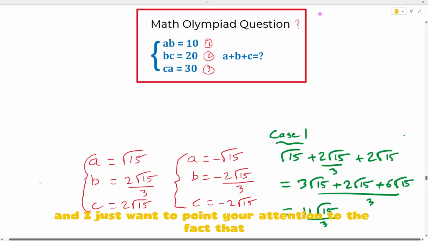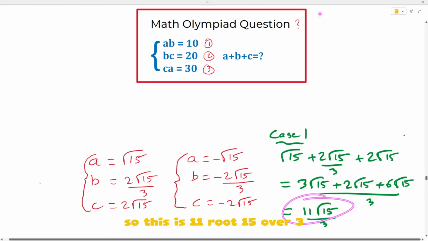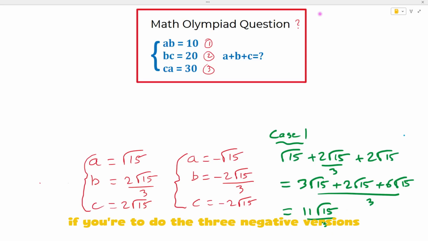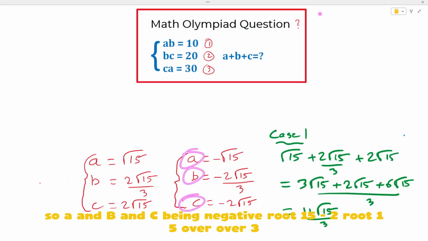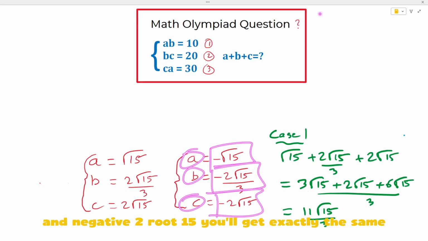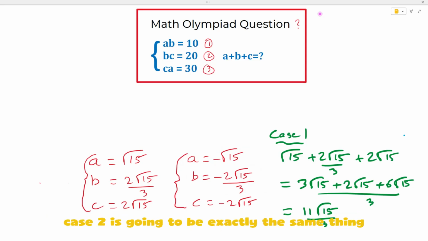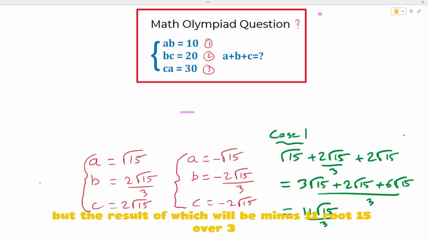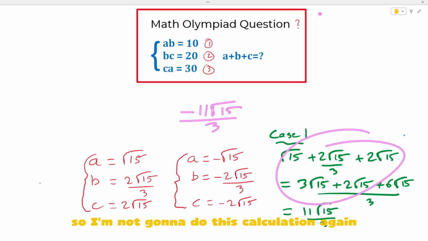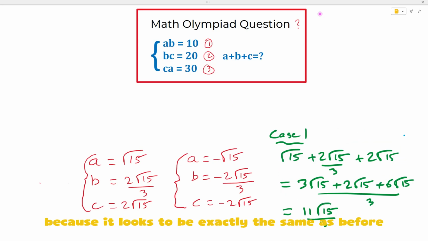And I just want to point your attention to the fact that this is 11 root 15 over 3. If you were to do the 3 negative versions, so A and B and C being negative root 15, negative 2 root 15 over 3, and negative 2 root 15, you'll get exactly the same, but you'll get minus 11 root 15 over 3. So just to save time, I'm just going to say that case 2 is going to be exactly the same thing, but the result of which will be minus 11 root 15 over 3. I'm not going to do this calculation again because it looks to be exactly the same as before, just with negatives in front.